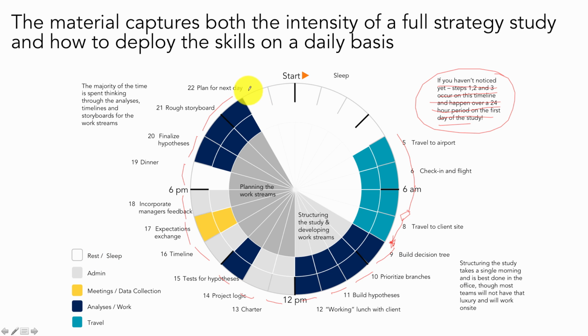So you can see rest and sleep is white. Admin is this light gray area. Meetings are in yellow. Analysis and work is dark blue. And travel is, I think, teal. And then inside the circle, sometimes what I've done is structuring the study and developing the work streams. This is step 1 and 2 on the map. Planning the work streams is step 3 on the map. So you can see what a typical day looks like.